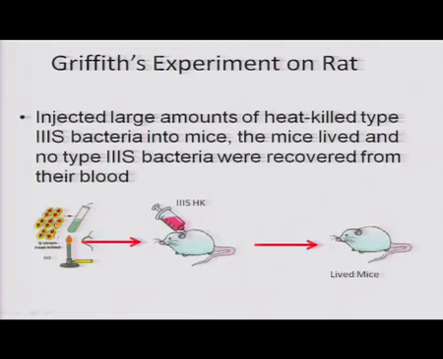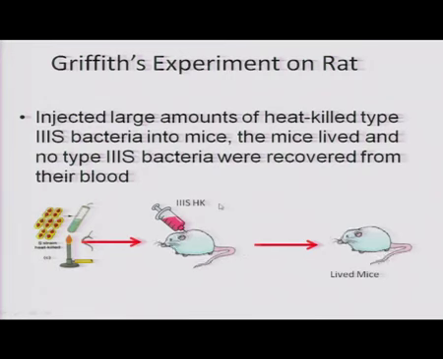So, Griffith injected this heat killed 3 S bacteria to the mice, and after a certain time he found that the mice were alive as expected by Griffith, because heat killed 3 S bacteria is not virulent in nature, because heating kills the virulence of the 3 S bacteria. So, till here the result was expected by Griffith, and there was no surprise in the experiment.